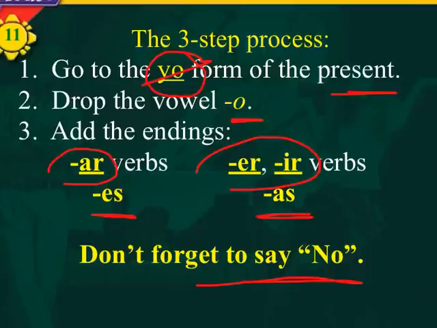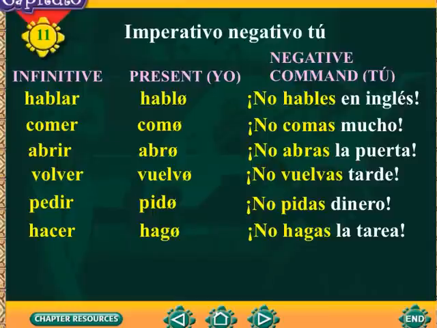So let's take a look at how we do this right here. So we have the verb hablar. The yo form of the verb hablar is hablo. And what you're going to do is drop the o. That's where that line is. We're going to drop the o. And it gives you the stem, h-a-b-l. And because hablar is an AR verb, you're going to use an -es. And don't forget to say no. So no hables inglés.